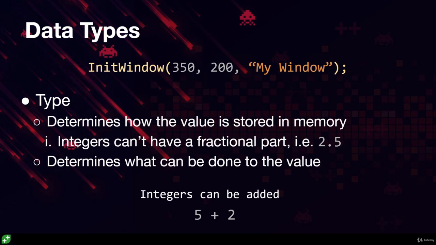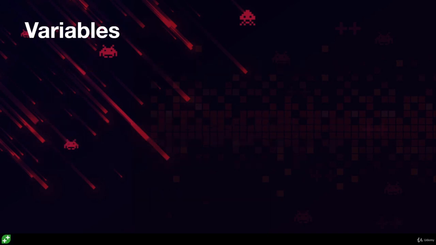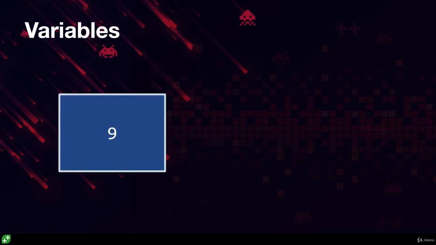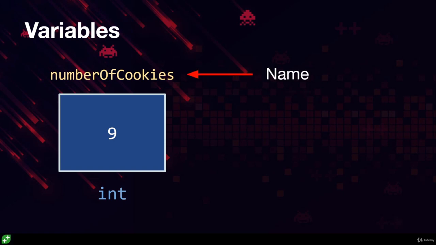Now, I just mentioned that a value can be stored in memory. This brings us to the subject of variables. Let's say that we love cookies so much that we'd like to keep track of the number of cookies we have. Now, we eat our cookies whole, so to us, there's no such thing as a fraction of a cookie. So say we've got 9 cookies. Well, we can store this value by creating what's called a variable. Variables have 3 main parts: a name, a value, and a type.